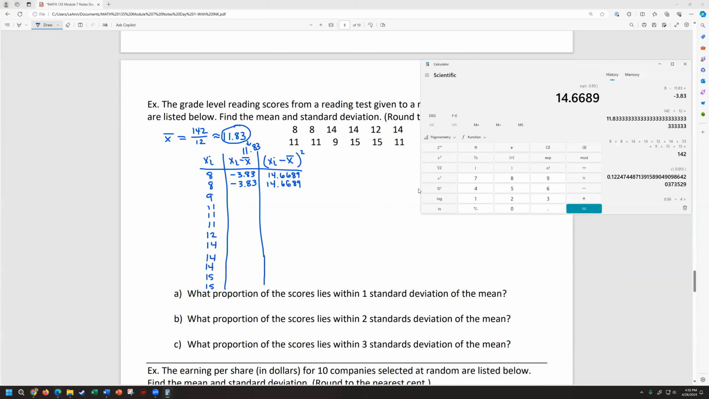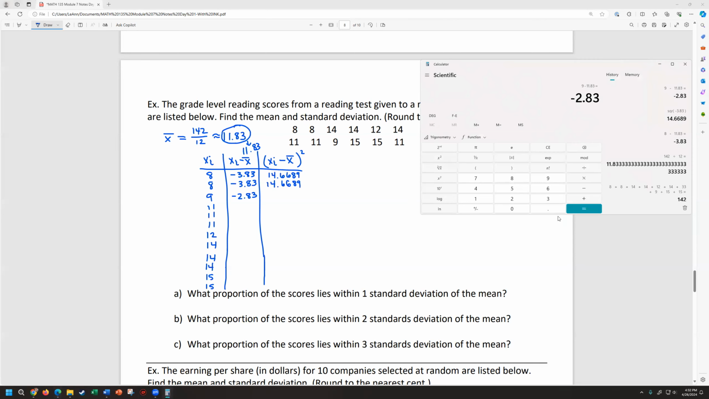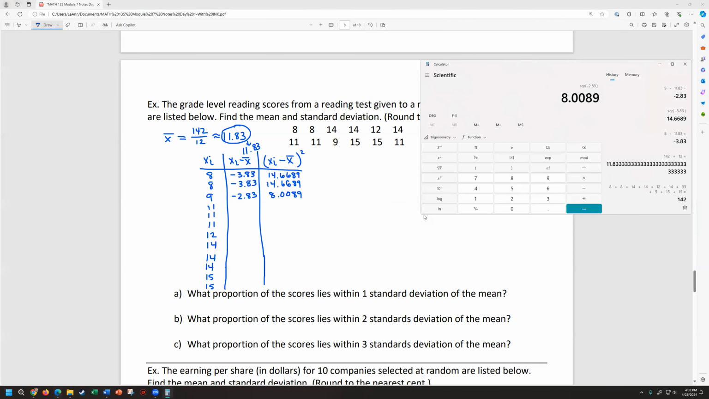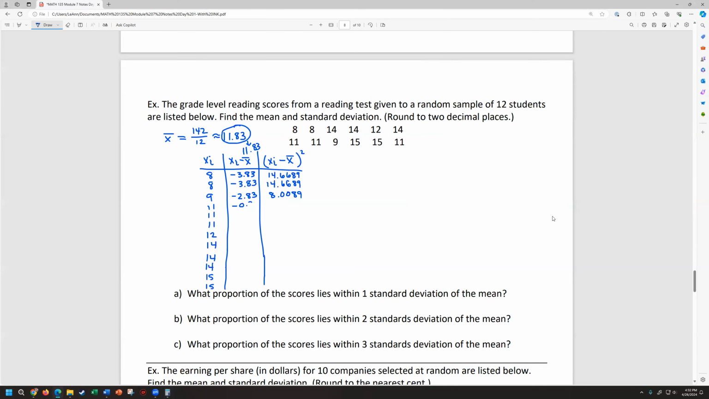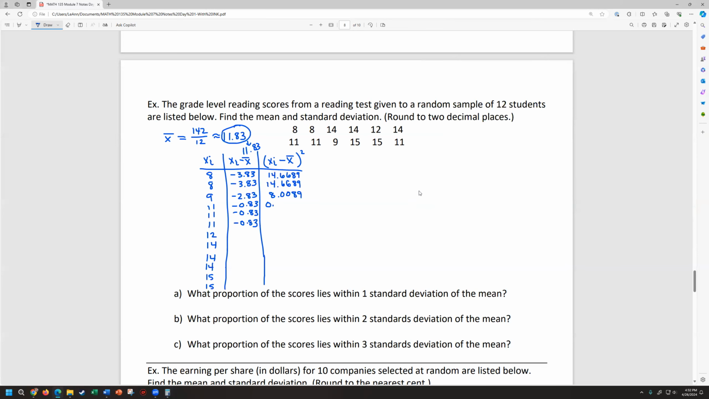Okay, then I need to do 9. So 9 minus 11.83, because that's my mean. This tells me how far away that item is from the mean, distance-wise. Then we square it, and that's 8.0089. Notice no duplications for number 9. Okay, for 11, we've got 11 minus 11.83. And that's a negative 0.83. Now that's going to show up for 3 elements in my list because they're all 11. So that's the difference. And then we square that. 0.6889. I need to write that 3 times as well.